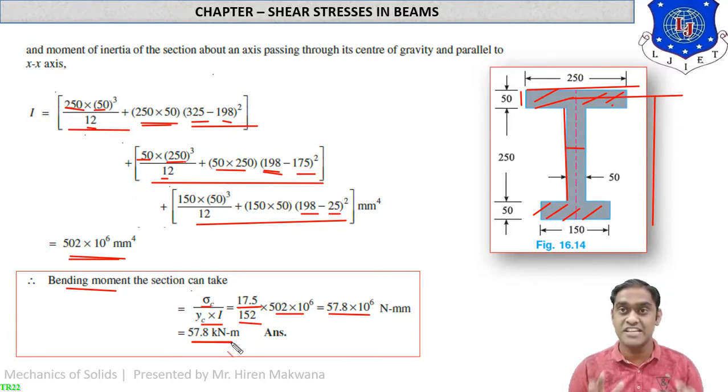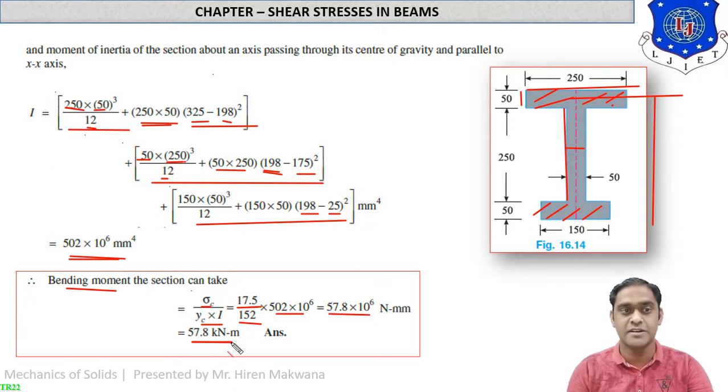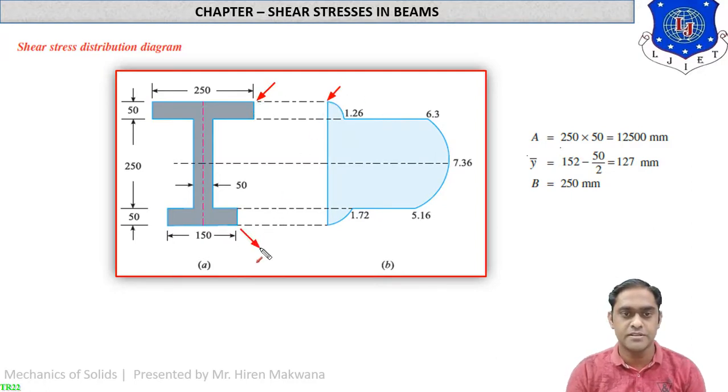We have just reached the previous chapter only, the flexure equation. Now we are starting the calculation of shear stress. This chapter, shear stresses in beams, is just starting now for this numerical. It is very lengthy, so you just concentrate. This is the shear stress distribution diagram. You can see at the top layer the shear stress is 0. At the bottom layer the shear stress is 0.